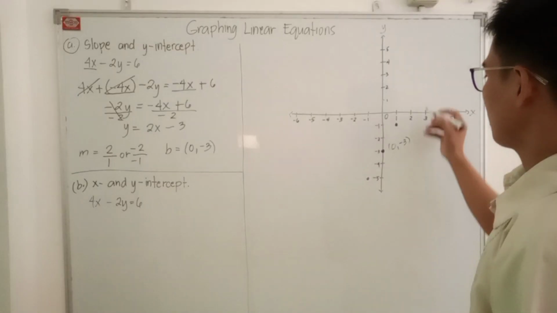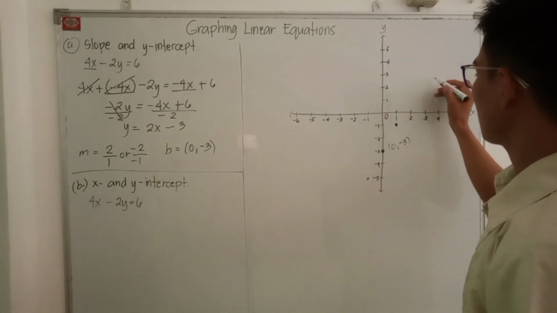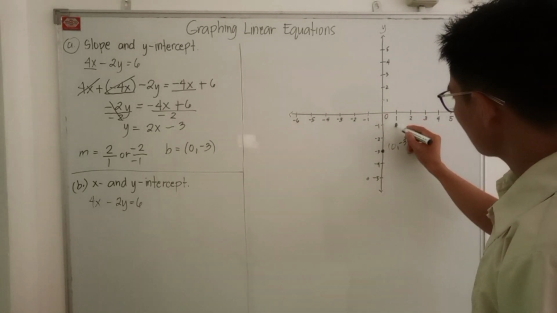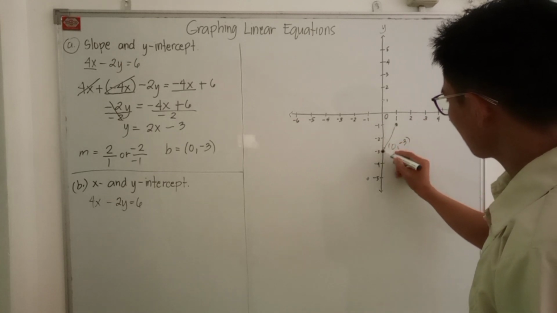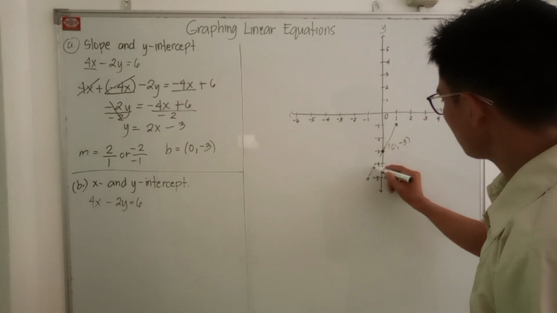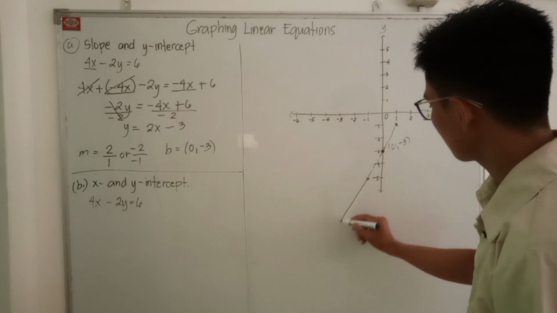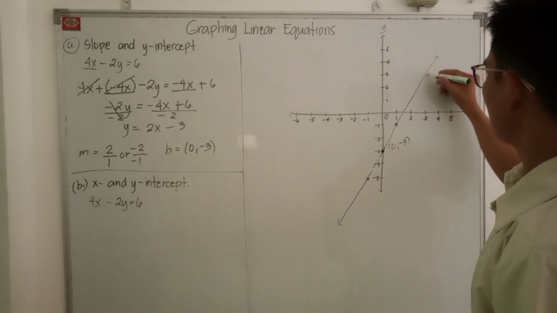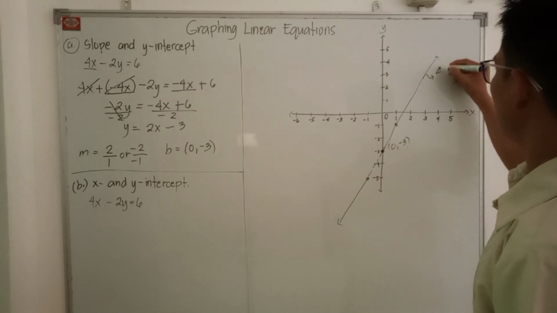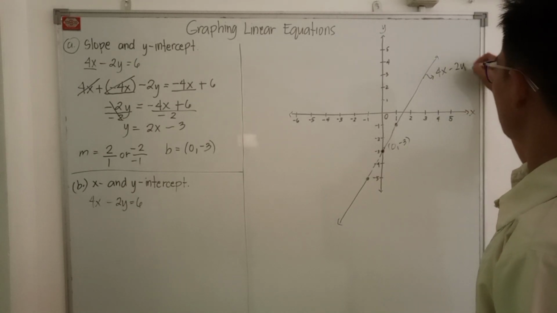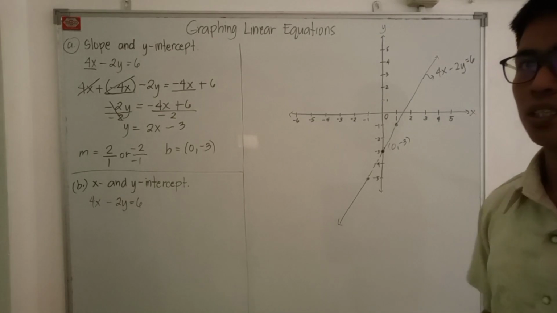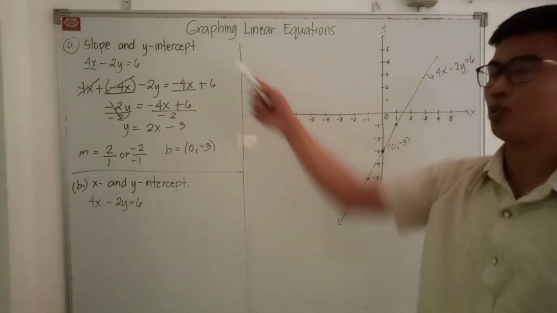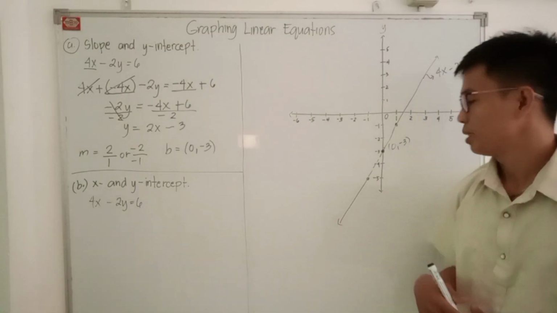Kapag na-graph na natin, pwede na natin siyang i-connect. So, connect natin yung graph. Pasensya na po kayo kung hindi siya magiging straight. And this is the graph of 4x minus 2y equals 6. So, yan po yung pag-graph using the slope and y-intercept.